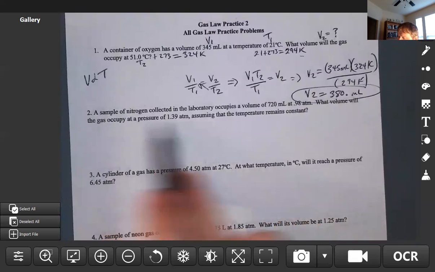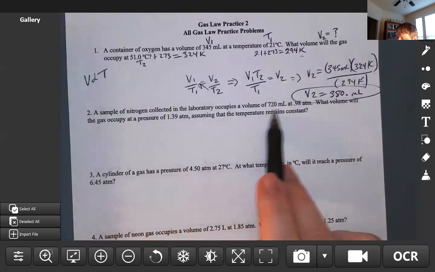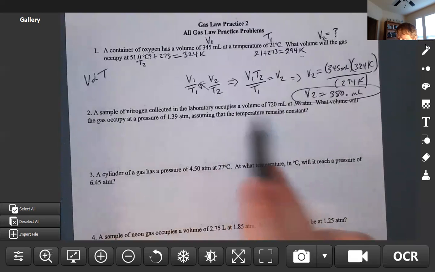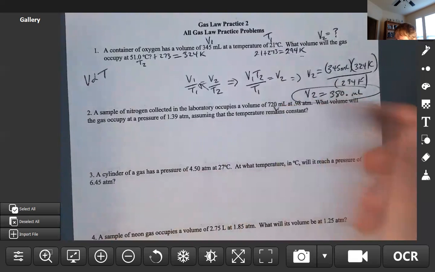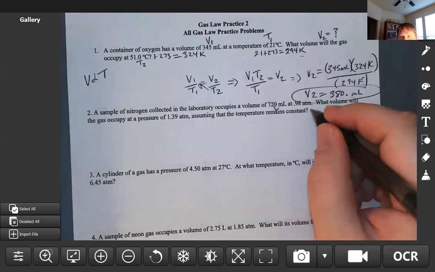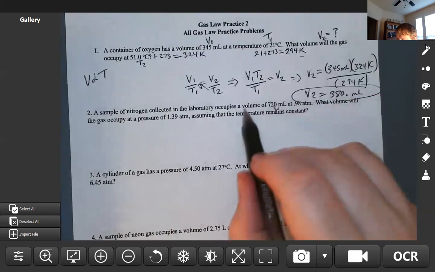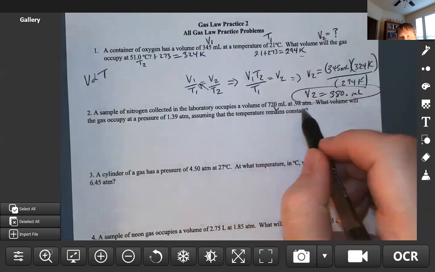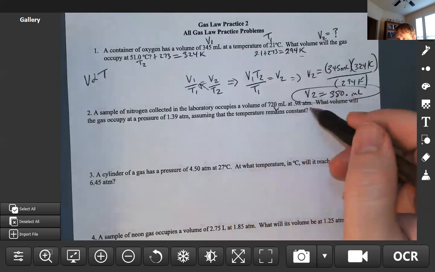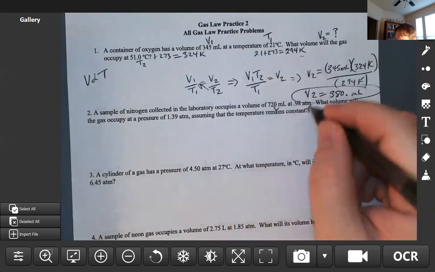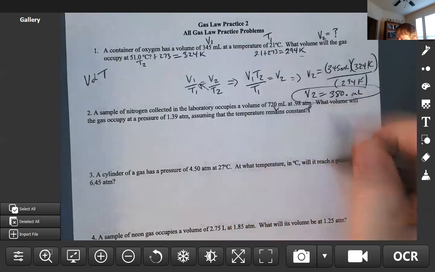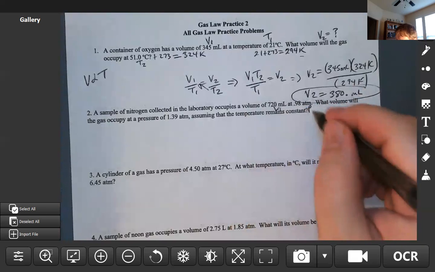A sample of nitrogen in the lab occupies 720 mL. All right, so that's a volume at 0.98 atmospheres. So there's no words there. This says volume, but it doesn't say what this is. Last week, I introduced you to some pressure units. That is a pressure. It looks like those two go together. So let's call it V1 and P1.